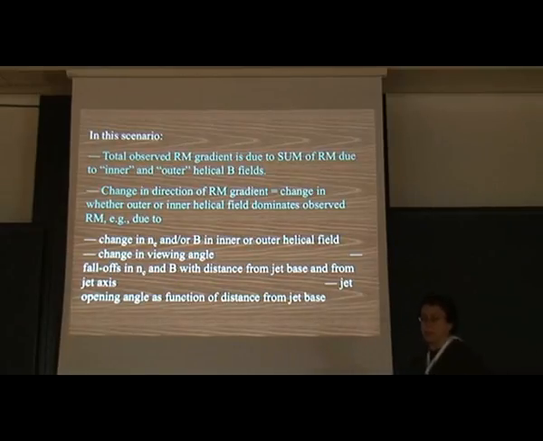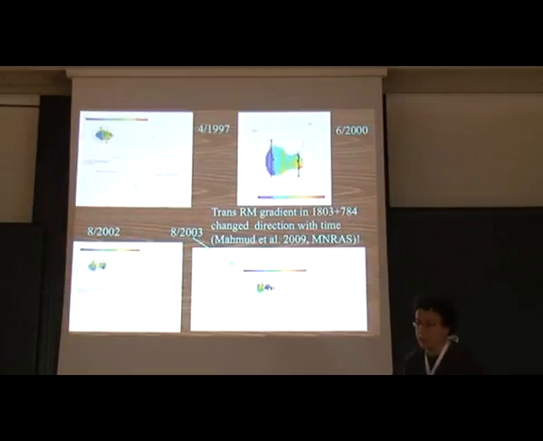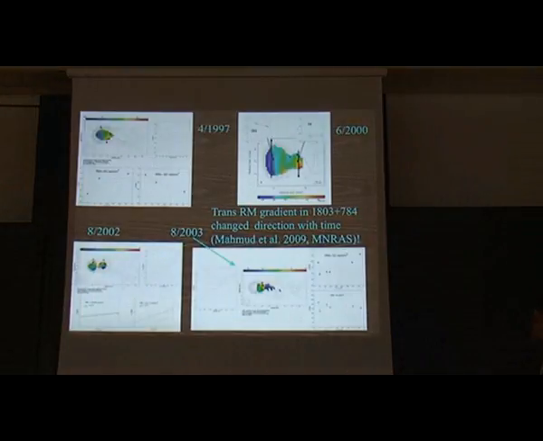And we can understand a change in the direction of the rotation measure gradient that we see as being a change in whether the inner or the outer helical magnetic field dominates the total observed rotation measure. And this could depend on a number of things like changes in the electron density or magnetic field in those two regions, how the electron density and magnetic field fall off with distance from the jet base and the jet axis, and the jet opening angle as a function of the jet base and so forth. Essentially the jet geometry.